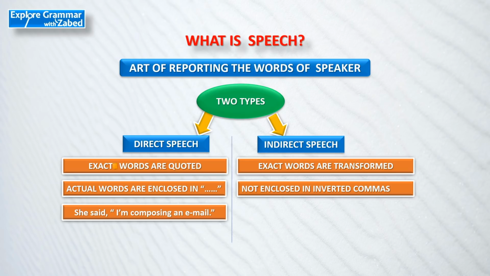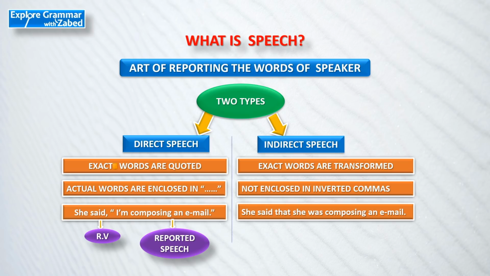Let's look into the example of direct speech. She said, "I am composing an email." Here, said is an example of reporting verb. I am composing an email is an example of reported speech. In the indirect speech, the sentence will be written like this. She said that she was composing an email. Now we can see the two sentences here. The second sentence is the transformed version of the first one.